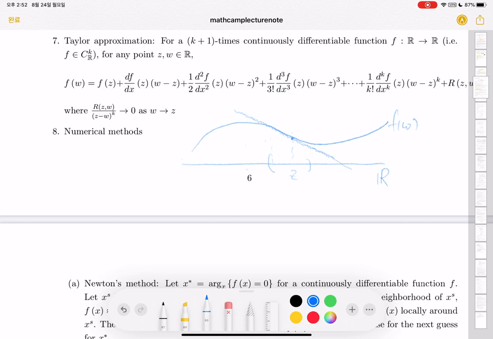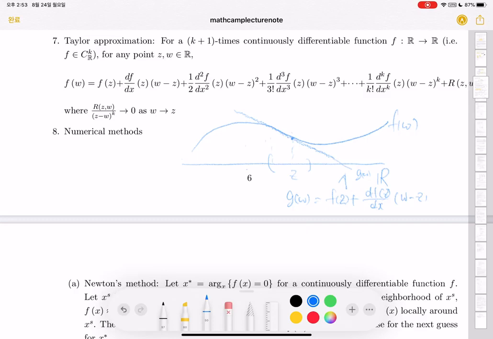And this linear approximation turns out to be f of z plus df/dx at z times (w minus z). That's going to be your g of w. This g of w is not f of w, but at least in this vicinity it is a good approximation.